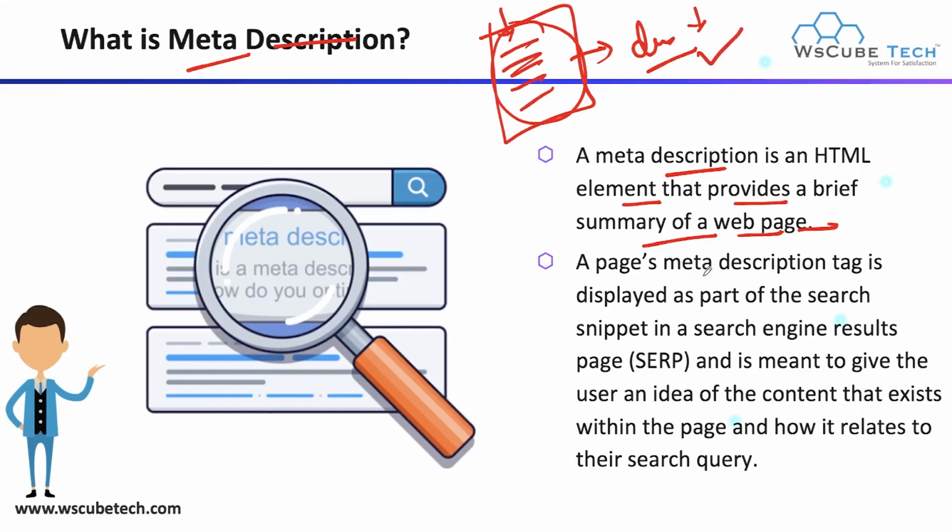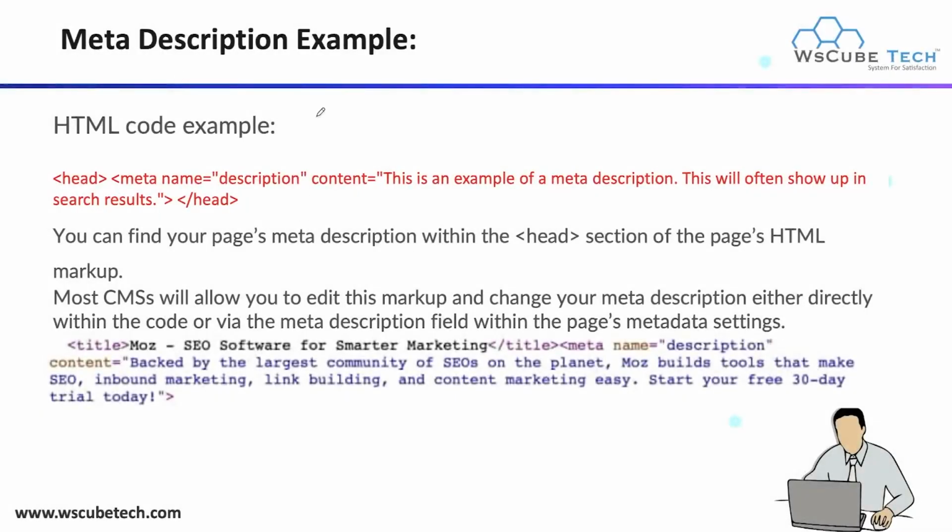A page's meta description tag is displayed as a part of your search snippet in a search engine result page and is meant to give the user an idea of the content that exists within the page and how it relates to your search query. For example, if you search on Google any particular query, corresponding to your query, you can get some results. And in these results, you can get the meta description over here. Let me explain to you how your meta description looks like.